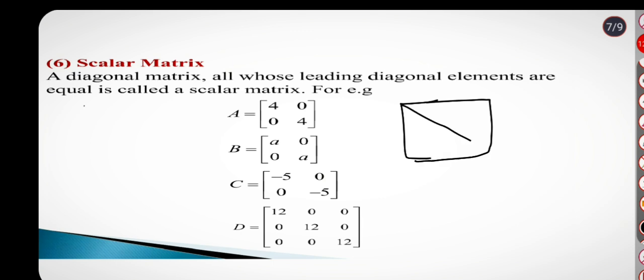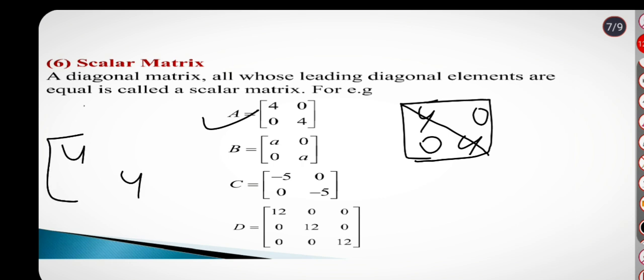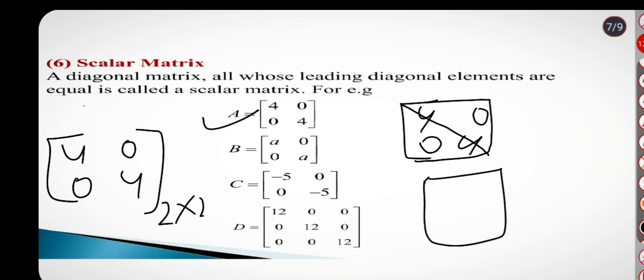You can see that on the diagonal line, the elements are all the same, but the other entries should be 0. There is 0, there is 0, but there is a non-zero element with the same value on the diagonal. Then you can say that this is a scalar matrix. You can also see in this example, where 4 and 4 are the same, but all other elements are 0, with order 2 cross 2. So this is a square matrix and the leading diagonal elements are the same, so we can say that this is the scalar matrix.